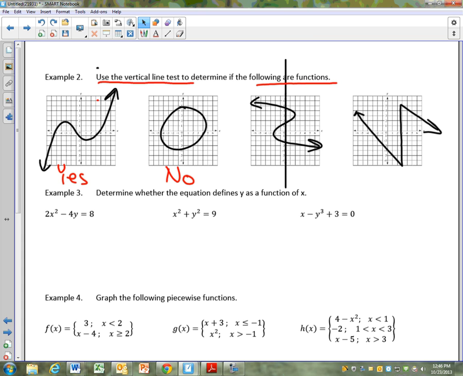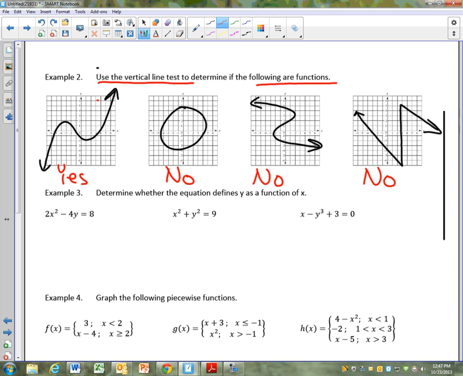Is this one a function? No. The last one sometimes tricks people. Is the last one a function? It fails right here. I could draw a vertical line, but if you have a vertical line, that's an infinite number of points, and so it fails. It fails right at this spot, so that's not a function either. So the only one is the first one.